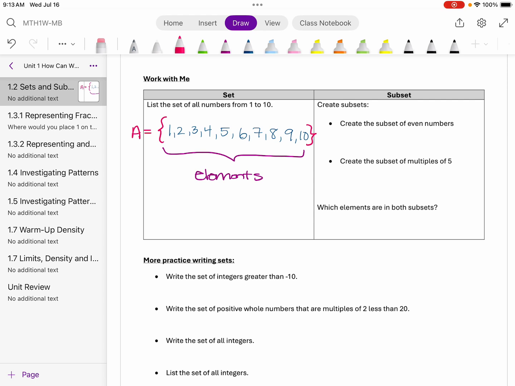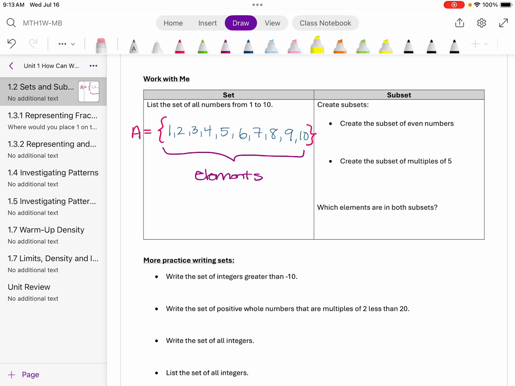Okay. So from this set, I want you to create a subset. So that means it has to be the numbers that I've already written down. So a subset of A, and we're going to do only the even numbers. So I want you to pause the video and write down that list. Press play when you're ready.